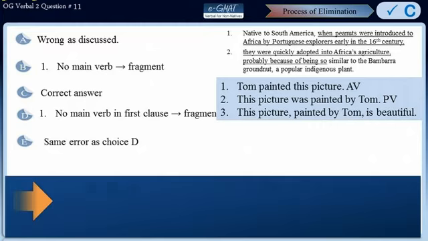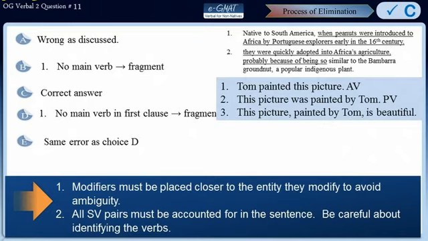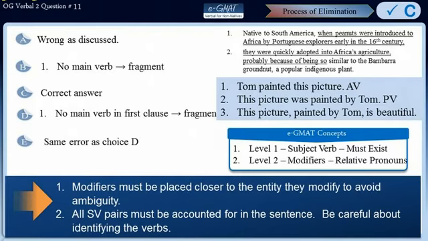Now let's quickly take a look at the takeaway messages. We must place the modifiers as close to the entity it modifies as possible for the effective meaning of the sentence. And all the subjects must have a verb, and we must be able to correctly identify the verb-ed past tense verbs and the verb-ed modifiers. Okay, the concepts tested in this sentence have been covered in e-GMAT concepts: subject, verb must exist, and modifiers, relative pronouns.